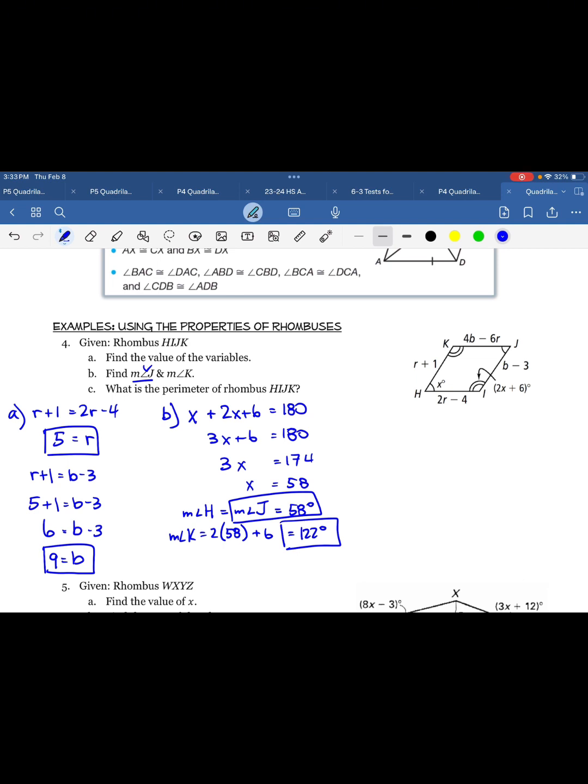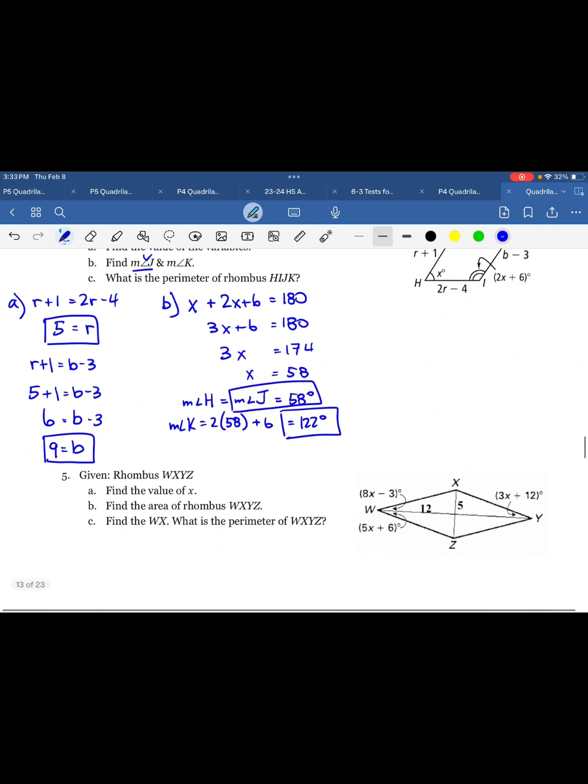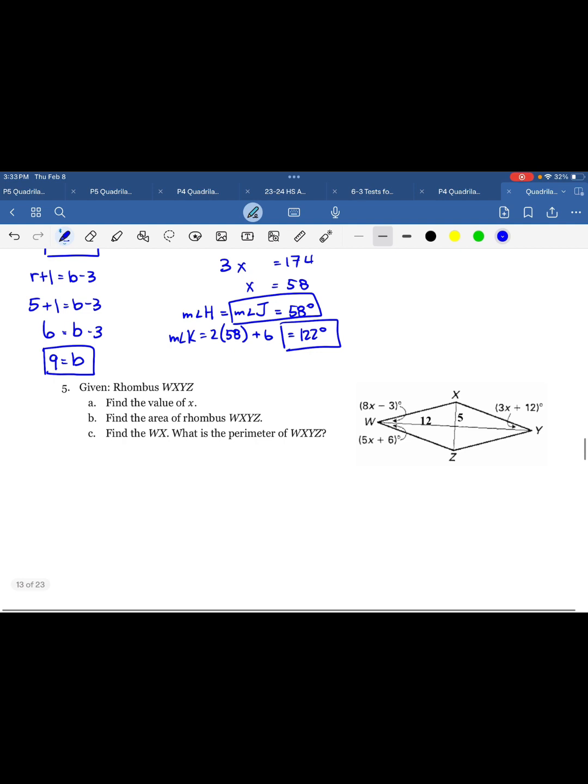Okay, so go ahead and finish off C. Find the perimeter of the rhombus, as well as the other problems here with the rhombus.